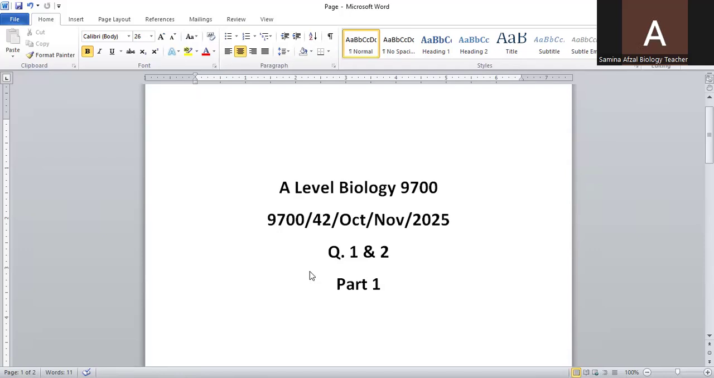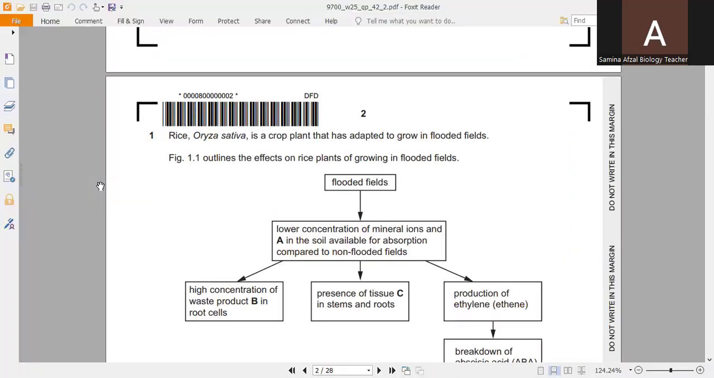Question number 1 starts with a flow diagram in which rice, Oryza sativa, is a crop plant that has adapted to grow in flooded fields. Figure 1.1 outlines the effects on rice plants of growing in flooded fields. In flooded fields, there is a lower concentration of mineral ions and A in the soil available for absorption compared to non-flooded fields. Three arrows arise from this one statement.